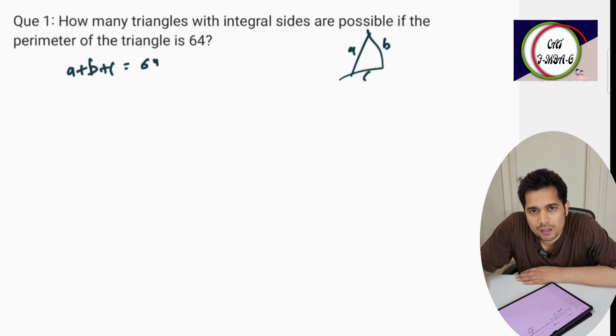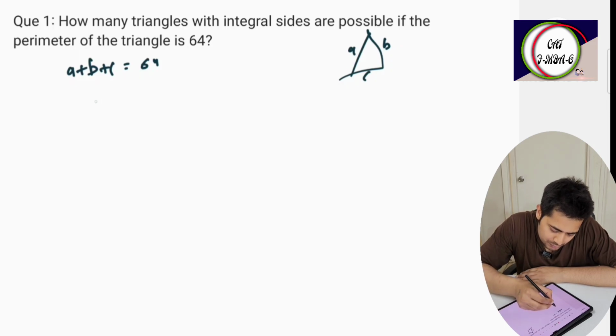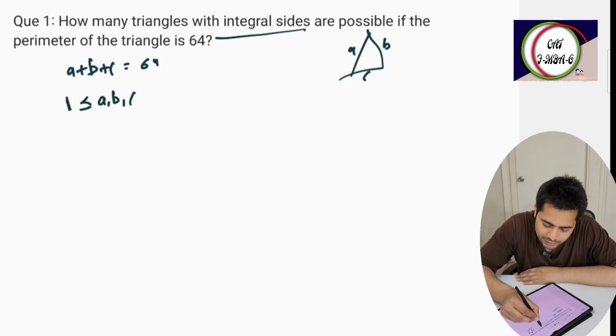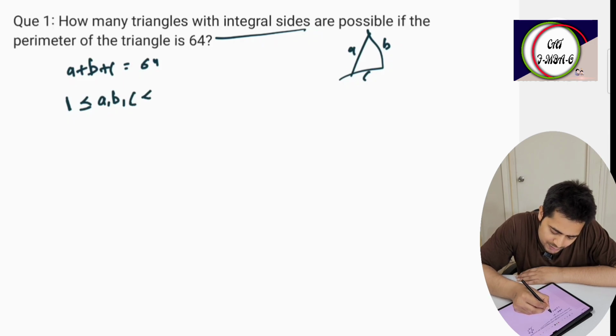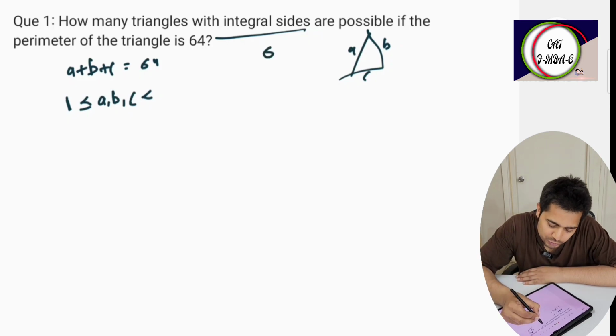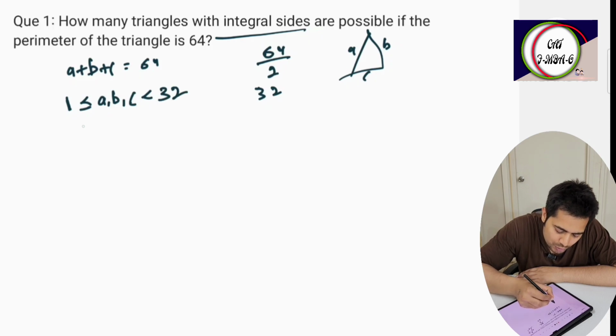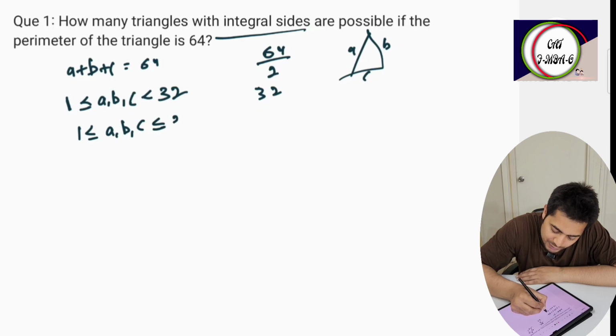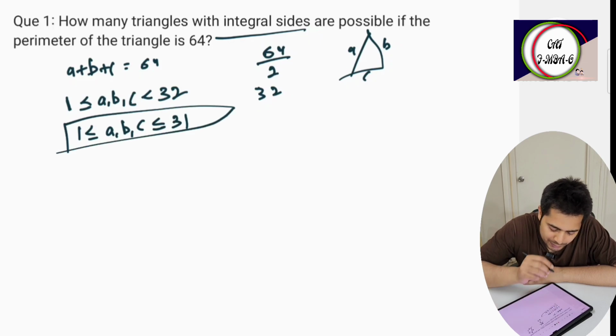A, B and C have to be greater than or equal to 1 because the sides are integral, and these have to be less than the semi-perimeter. Always remember that any side has to be less than the semi-perimeter. So the semi-perimeter is 64 by 2, which is 32. So you can write A, B and C less than or equal to 31. This is the one case.